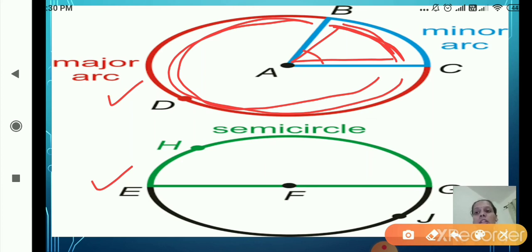So which are the semicircular arcs here? Arc EHG and one more, arc EJG. These are the two semicircular arcs and the measure is 180 degrees.